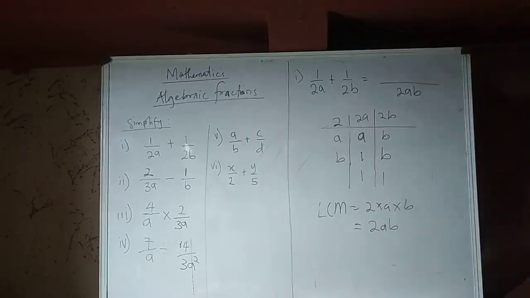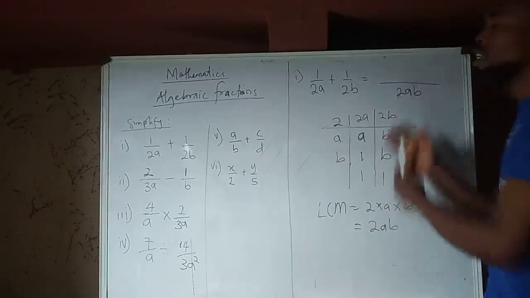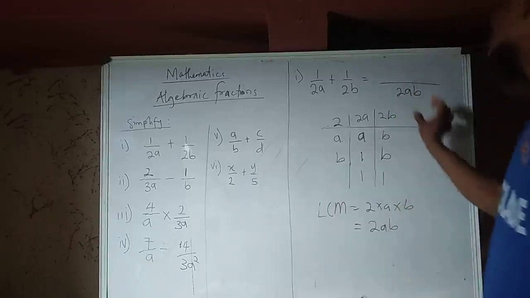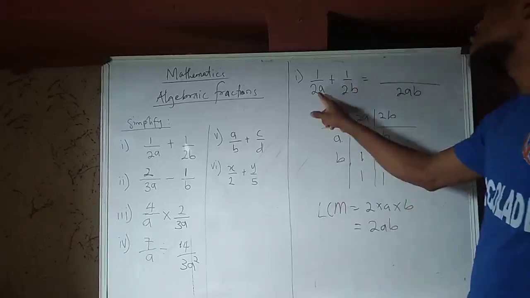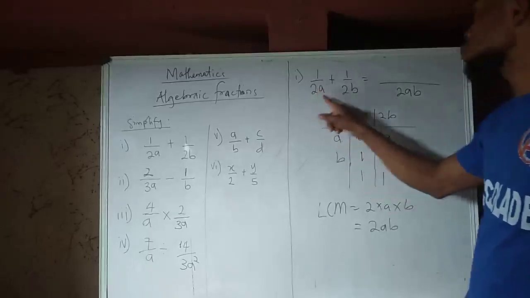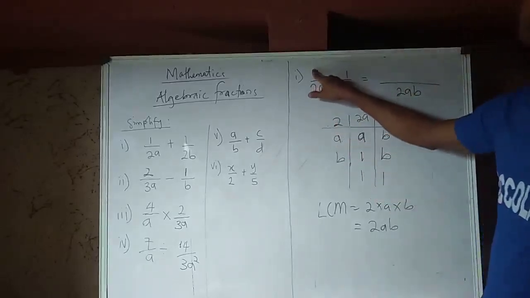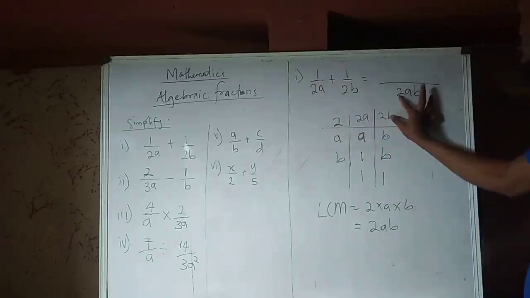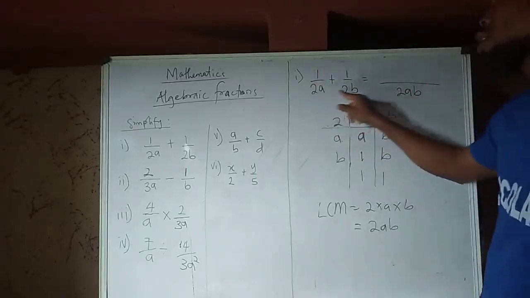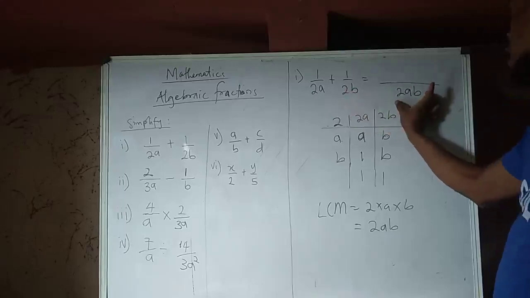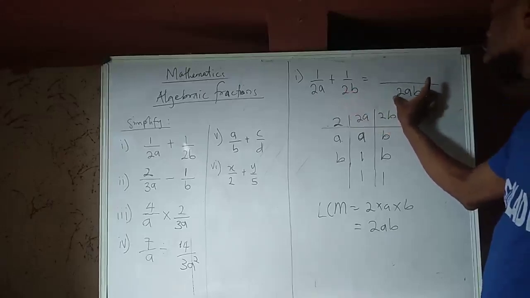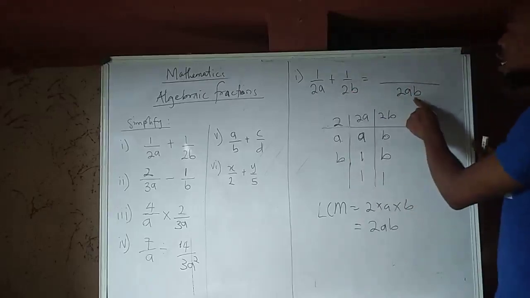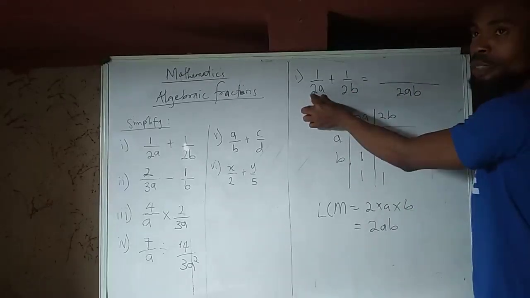So we have this 2ab. Now for us to simplify this problem further, remember I introduced a strategy where we use the denominator, divide this, and then whatever we get, use it to multiply the numerator. The LCM we got is serving as the common denominator of 2a and 2b. So we use the common denominator and divide each of the denominators. So we are going to do 2ab divided by 2a.